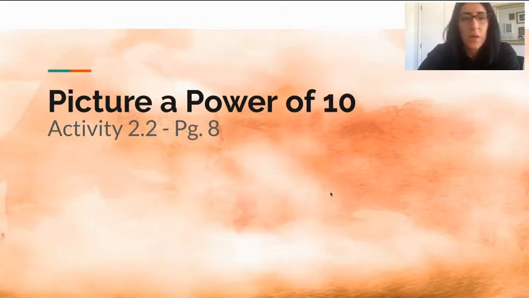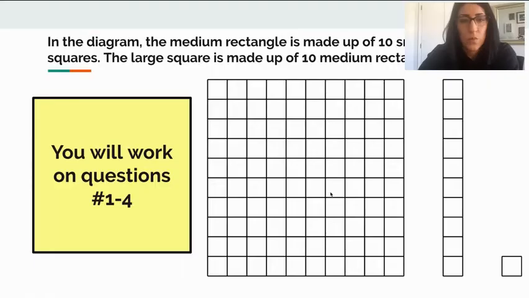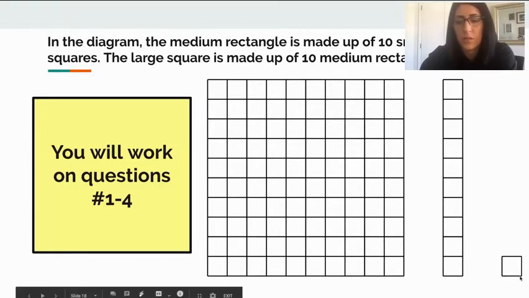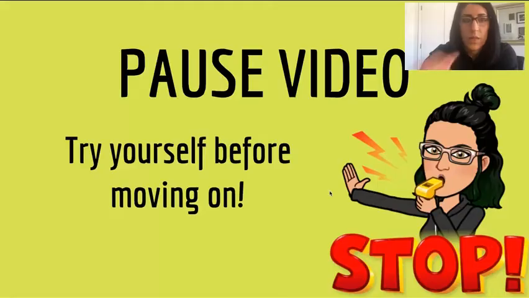Going into the second part, picture a power of 10. We're going to really get some visualization here as to understanding how these powers of 10 work. So you're going to start off by working on questions 1 to 4 on your own first. To break apart the diagram, the medium rectangle is made up of 10 small squares. So you start with that small square to the right. Your medium rectangle has 10 of those, and then the large square is made up of 10 medium rectangles. So at that point, let's pause the video and try all of these questions on your own first before moving on.